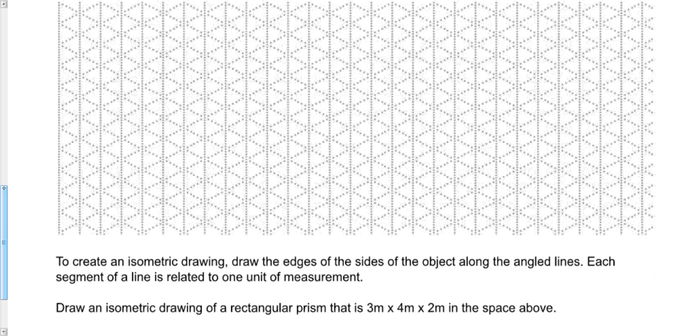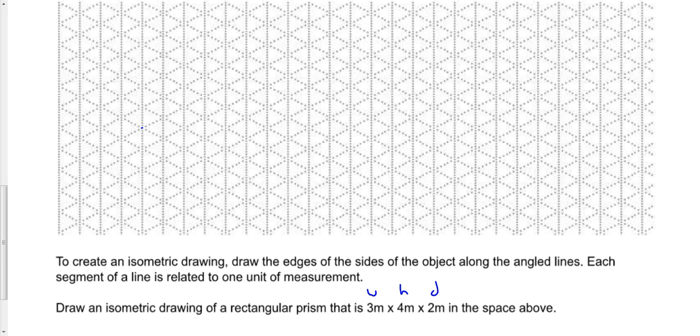So to create an isometric drawing, you're going to draw the edges of the sides of the object along the angled lines. So each segment of a line is related to 1 unit of measurement. So what I would like for you to do is draw an isometric drawing of a rectangular prism that is 3 meters wide, that is 4 meters high, and that is 2 meters deep, okay, in the space above. So let's pick a corner. So I'm going to say this is my corner that I'm going to start off with.